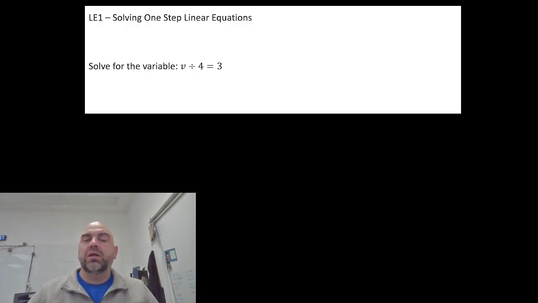Many of these we could take a look at and understand without doing the calculations. So in this case here, what value divided by 4 gives us 3? Well, it's got to be 12, right? 12 divided by 4 is 3. But how do we get there mathematically?